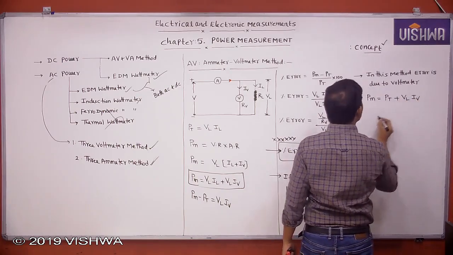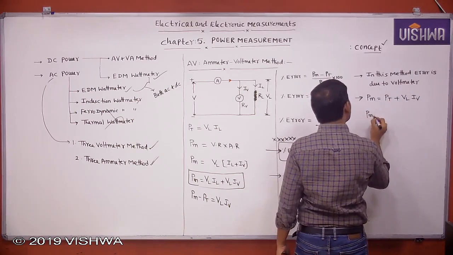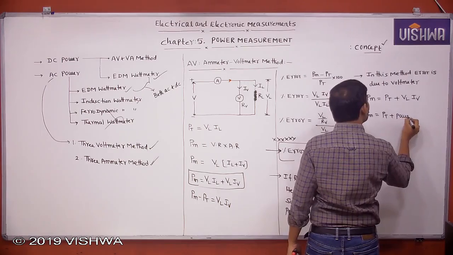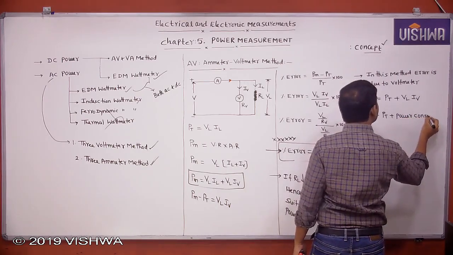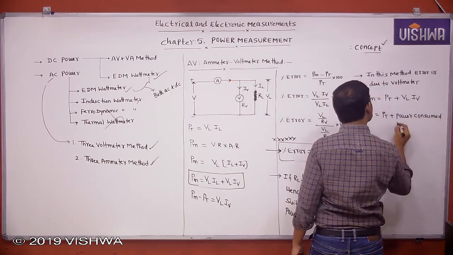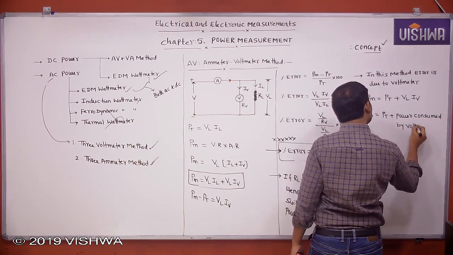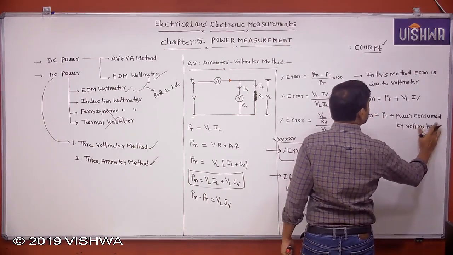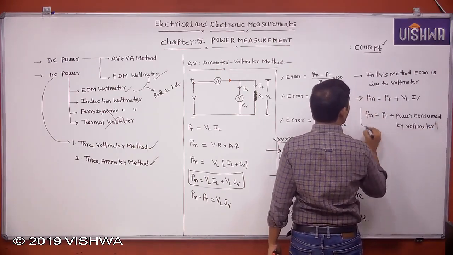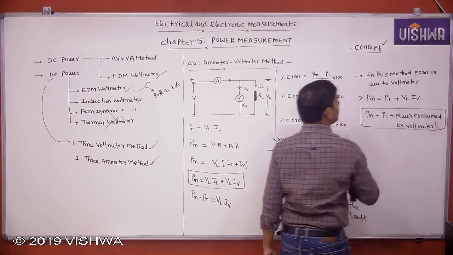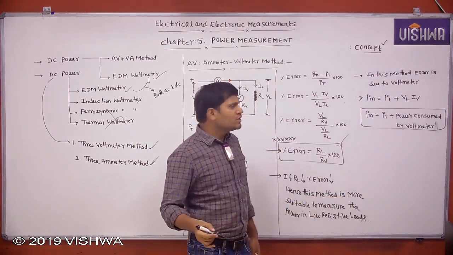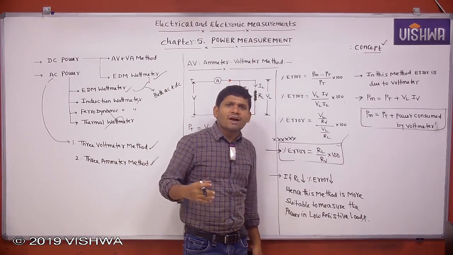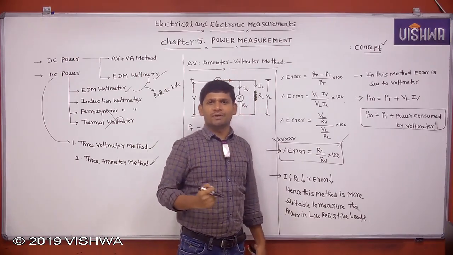Then simply remember like this. Therefore, measured power equal to true power plus power consumed by voltmeter. Yes, measured power equal to true power plus power consumed by voltmeter. This formula also simply you remember like this. The meter which causes the error, that meter will consume the power.